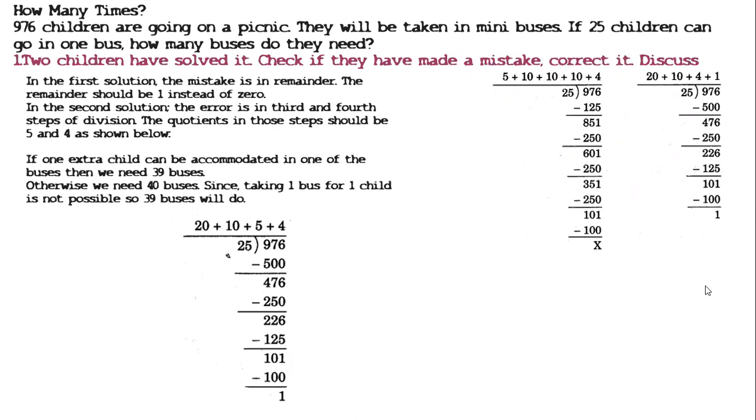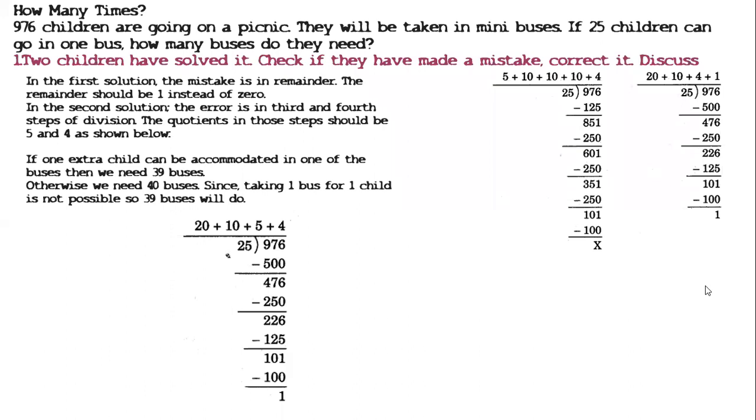Yes, I have given the answers here. I have explained where they have gone wrong. The first one went wrong at the end. He says remainder 0, which is not correct. X means 0, that is the 0 symbol. The first one did everything right, but finally he got 0 there, which is wrong. You will get remainder 1.